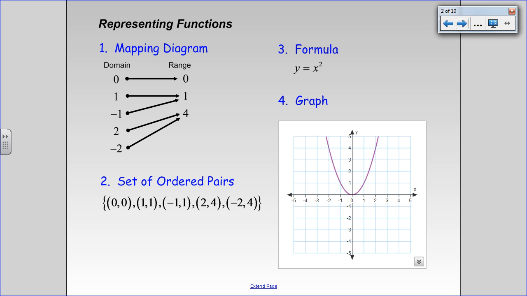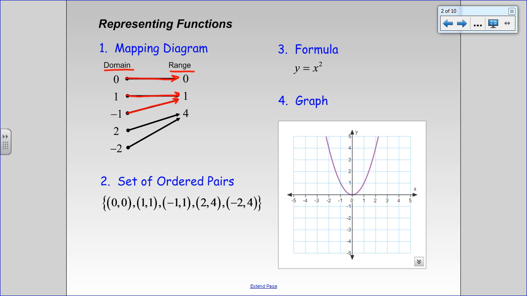First, let's consider a mapping diagram. In the diagram shown, we have the members of the domain in the left-hand column and the members of the range in the right-hand column. And the arrows are indicating the function process, whereby a member of the domain is assigned a member of the range. So for example, the argument 0 is paired with the value 0. The argument 1 is paired with the value 1. The argument -1 is also paired with the value 1.